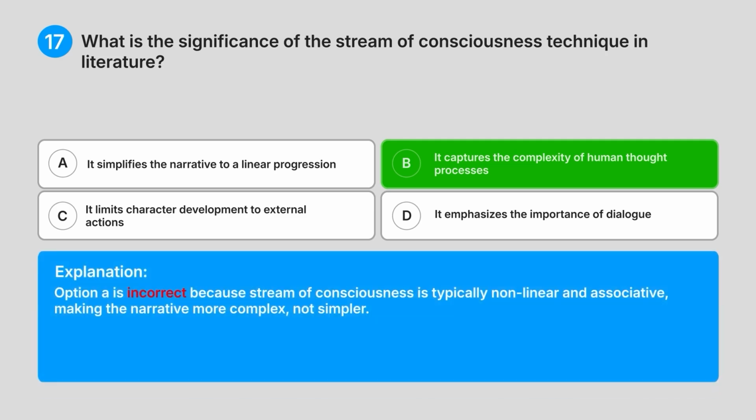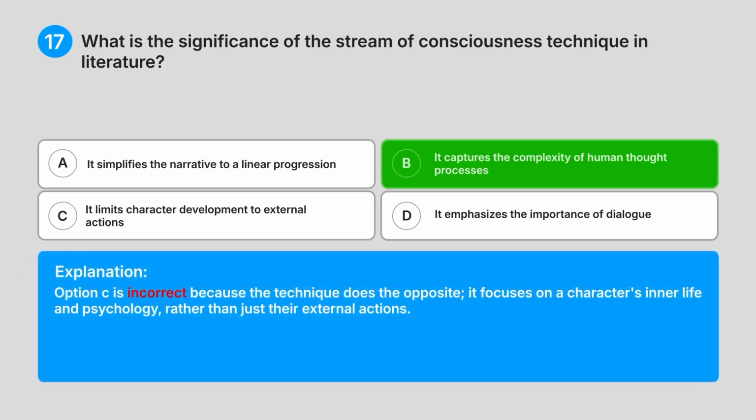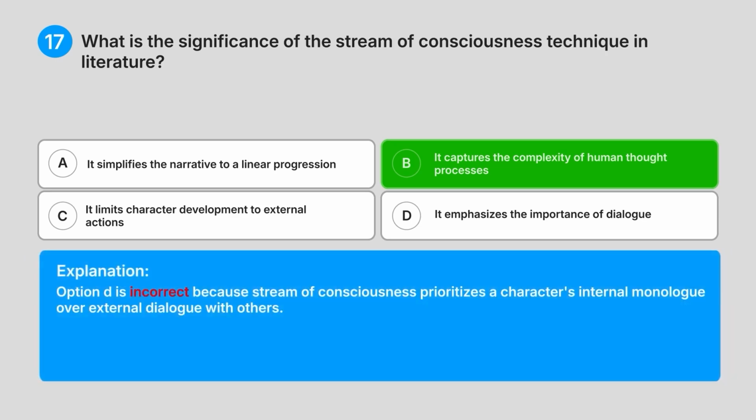Option A is incorrect because stream of consciousness is typically non-linear and associative, making the narrative more complex, not simpler. Option C is incorrect because the technique does the opposite. It focuses on a character's inner life and psychology rather than just their external actions. Option D is incorrect because stream of consciousness prioritizes a character's internal monologue over external dialogue with others.